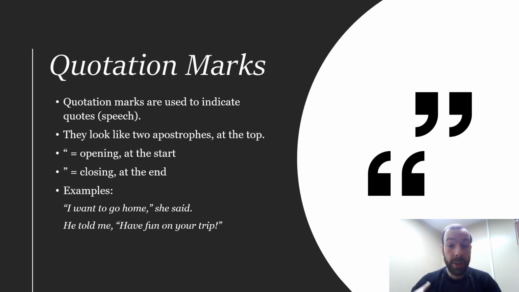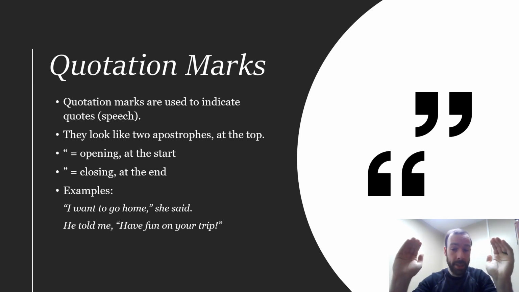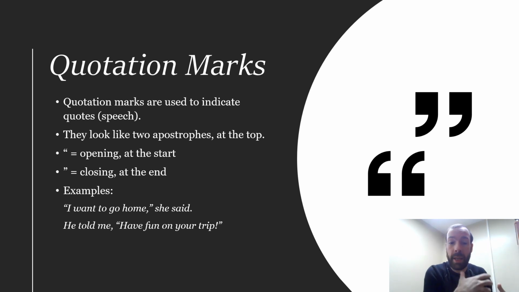Here's some examples. "I want to go home," she said. He told me, "Have fun on your trip." So you can see in both cases, there's quotation marks at the beginning and the ends of the words that are spoken, and then the describing words that introduce or serve as a signal phrase to tell us that someone's talking. Those are not in quotation marks, and they're separated from the quote by a comma.